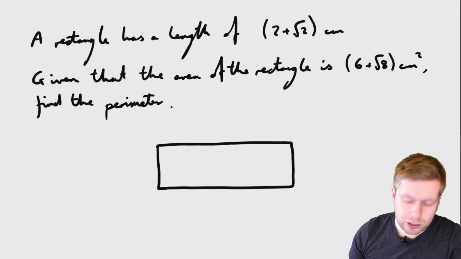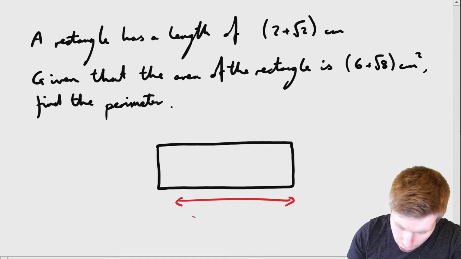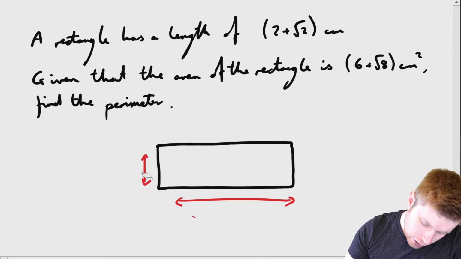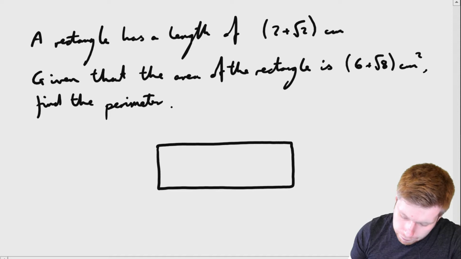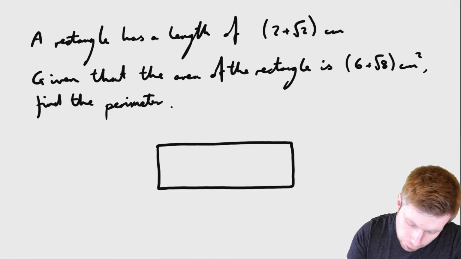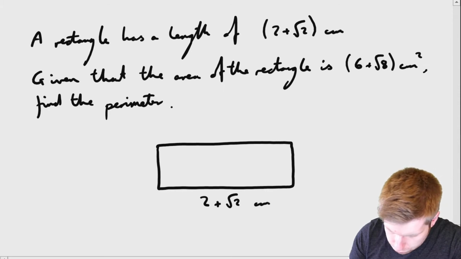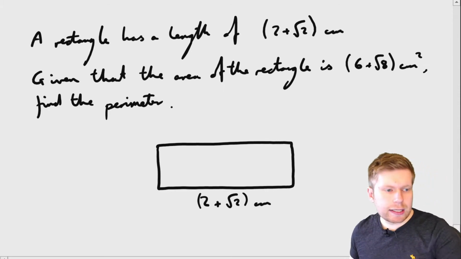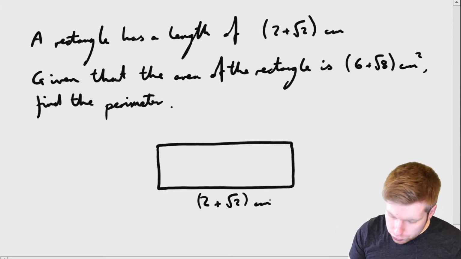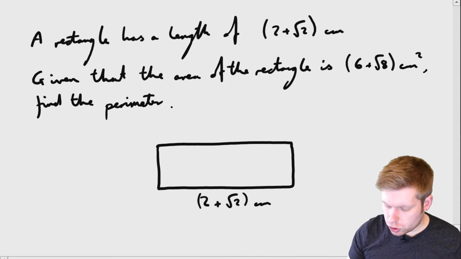Now I don't know what length they're talking about, whether they're talking about the longer length or the shorter length. So I'm just going to pick one. I'm going to use this bottom one as the 2 plus root 2 centimetres. Now notice here they've just put it in brackets. That's just so you don't get confused with the centimetres. Those are just the units.